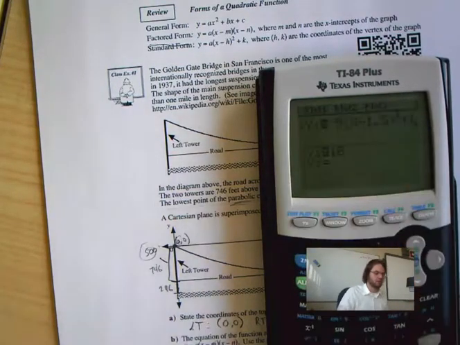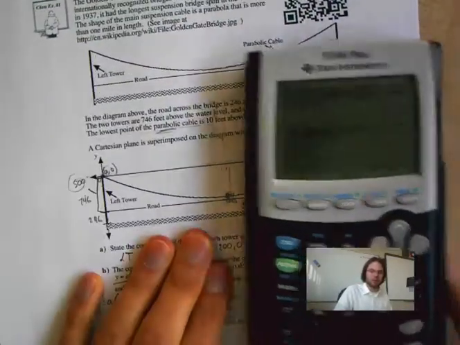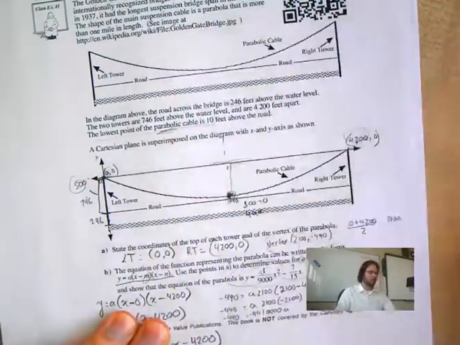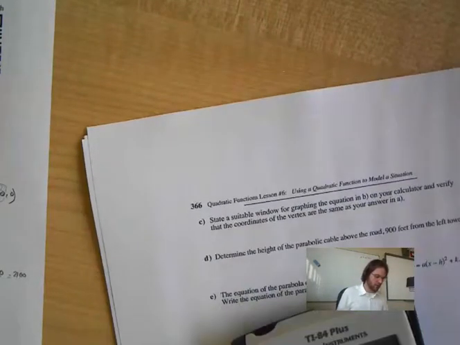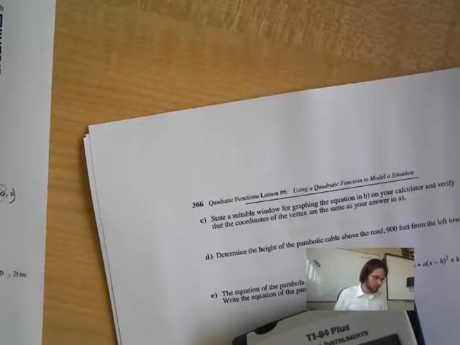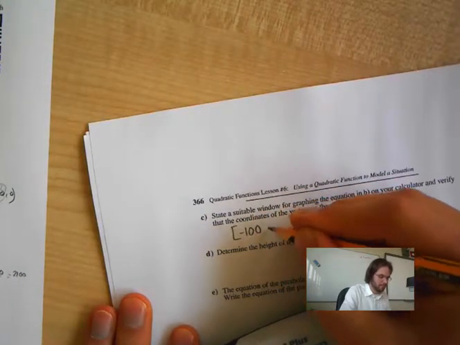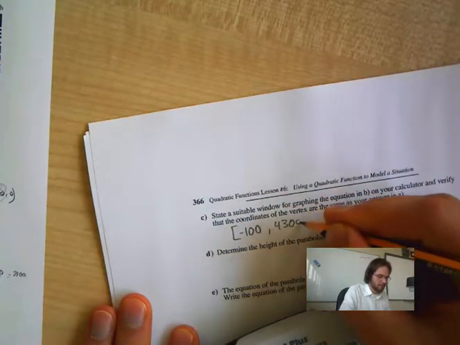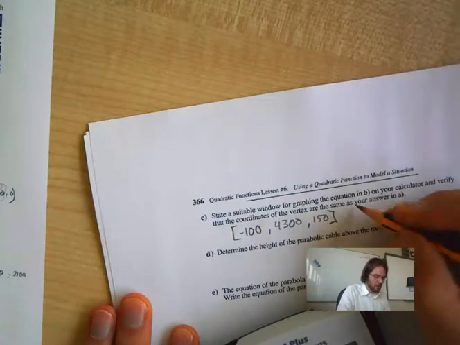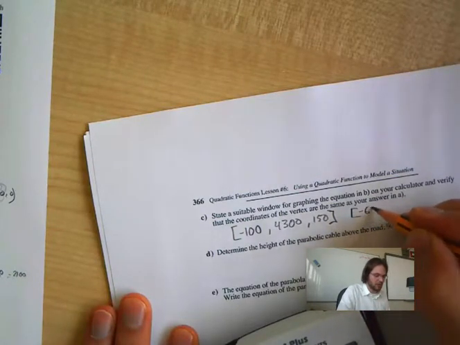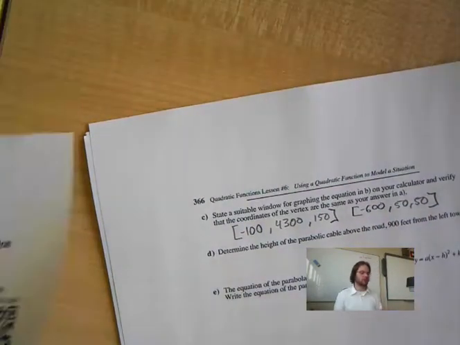Alright, so let's go to my y equals, put in my equation. Oh, so I'm going to first put in my window. So calculate, verify the coordinates, same as in your answer in A. So a suitable window would be, let's try this, negative 100, 4,300, and 150. And let's try negative 600, 50, 50. Okay, so that's my window.